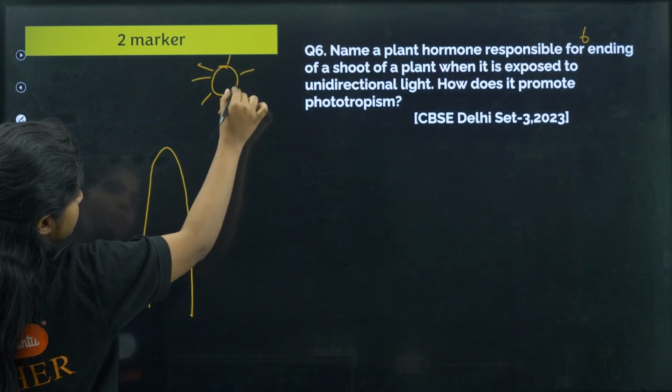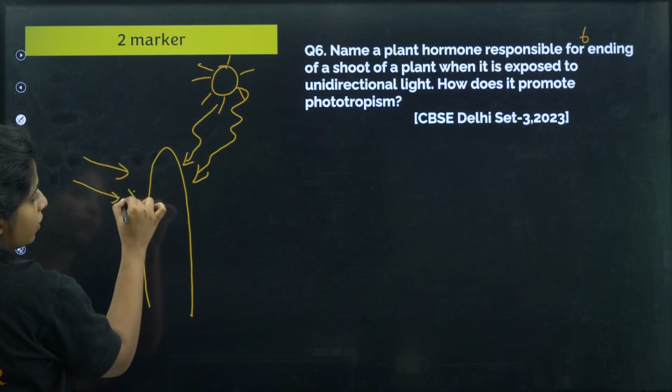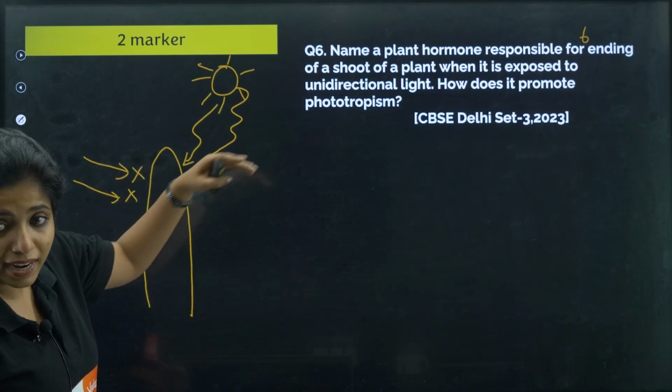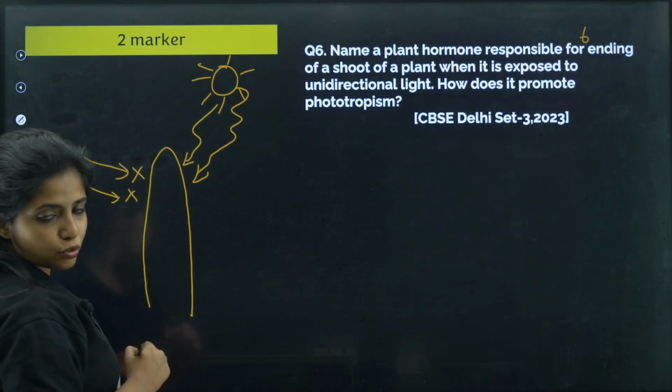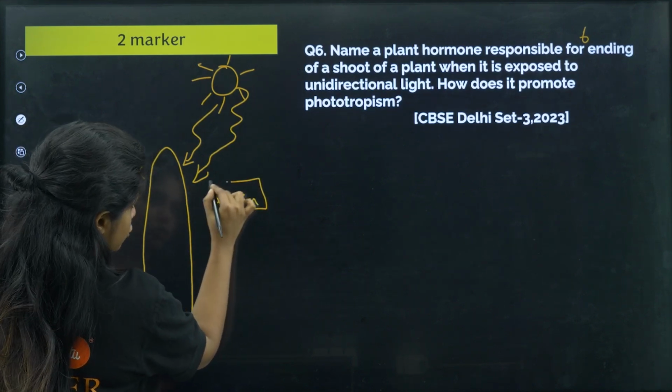This part of the shoot is receiving enough light, but what about this side? It is not receiving enough light, so it has to basically bend towards that to receive light. So who is responsible for this? The hormone that is responsible for this is known as auxin, my dear children.